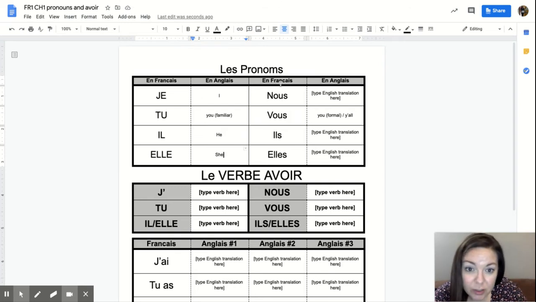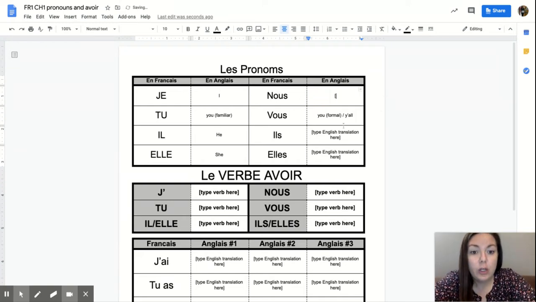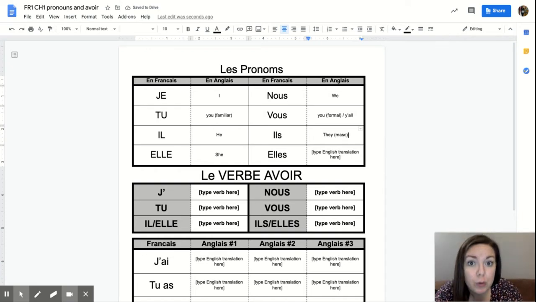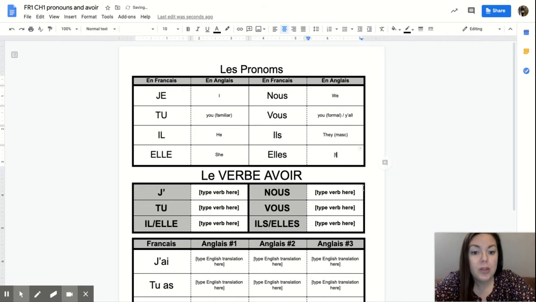So these are all the singular, these are all plural. We have nous. Notice I don't pronounce the S at the end of that. Nous is we. We, the whole group. You and me together. And then we have vous, which is you formal or y'all. And then notice how we just add an S to il. So now we have il plural, which is, guess what? They. So this is they masculine. If you have a group of guys, a group of boys together, and you are describing that they are doing this thing, you're going to use ils. If you have a group of all girls together, they are doing this thing, then you're going to use elles.